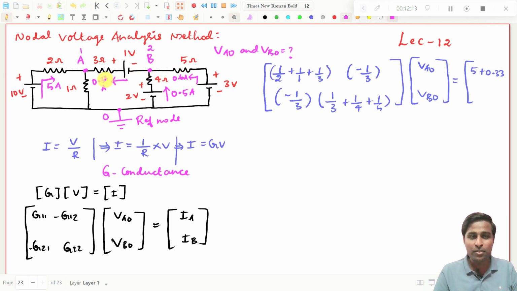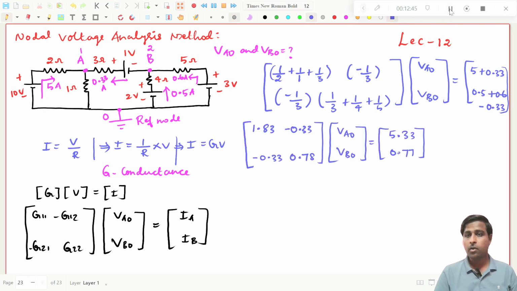the node, but this 0.33 is going away. So how will you write this one here? See, 0.5 is coming towards the node, so that should be in positive, and 0.6 is also coming towards the node, that should be positive, but the 0.33 is going away, so that should be written in minus value, right? So now you just try to simplify this expression and you write this. What I will get? I will write here. So I have simplified these values and I am getting this matrix now.